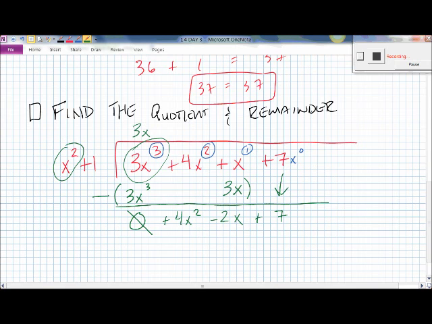Okay, now, instead of asking ourselves, does x squared go into 3x to the third, we ask ourselves a different question. How many times does x squared go into 4x squared? What's the answer? Positive 4. Very good. So 4 times x squared is what? 4x squared. Very good. What's 4 times 1? Positive 4. Where do I put it? Under the 7. Very good. And we draw a line, and we draw parentheses, and we subtract.